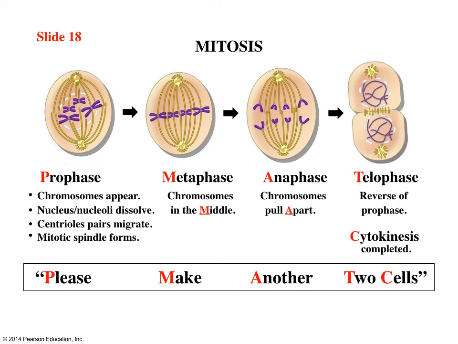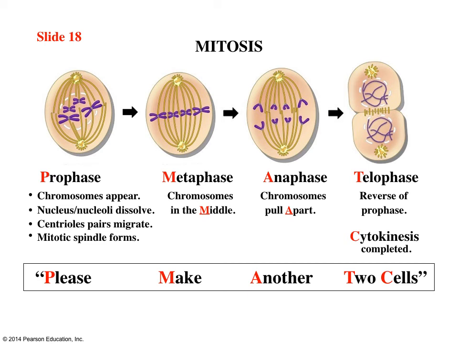The last slide of this chapter includes a diagram of the different phases of cell division, mitosis basically. The different phases are from beginning to end: prophase, metaphase, anaphase, and telophase. I came up with a mnemonic, which is not great, but if you remember, please make another 2 cells. The P in please would be the P in prophase, M in make, M in metaphase, if that helps at all.